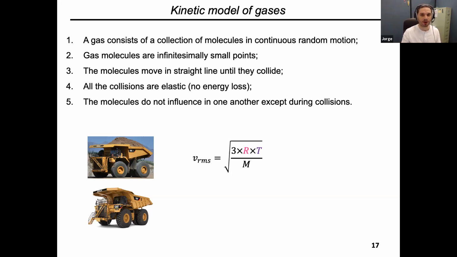Using the kinetic model of gases, we are not going to go into too many details how to get this equation. We just have to understand how the parameters here affect the speed. But the average speed of an ideal gas can be calculated as the square root of 3 times the ideal gas constant, R, times the temperature of the gas in Kelvin divided by the molar mass of the gas.